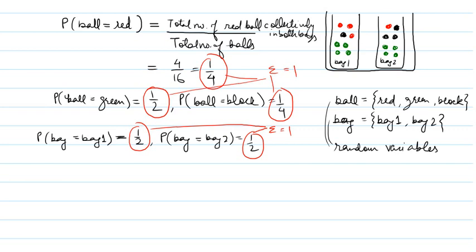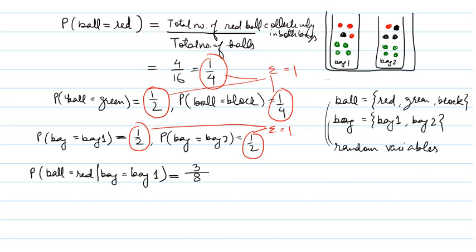Now let's go on to the conditional probabilities. P of ball is equal to red given bag is equal to bag 1. So now we are looking at this from the perspective of bag 1 only. We get 3 red balls here, and the total number of balls in bag 1 is 8, right?